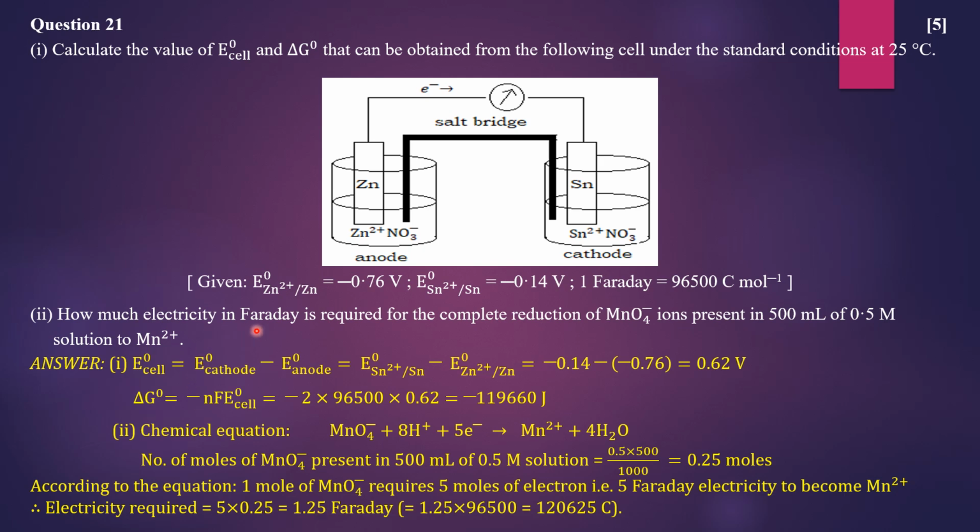Now in the question it is clearly written electricity in Faraday. So I advise you stop here, 1.25 Faraday. Even if you are over enthusiastic and want to convert it into Coulomb, do it in brackets. But highlight this one, 1.25 Faraday, as your answer.